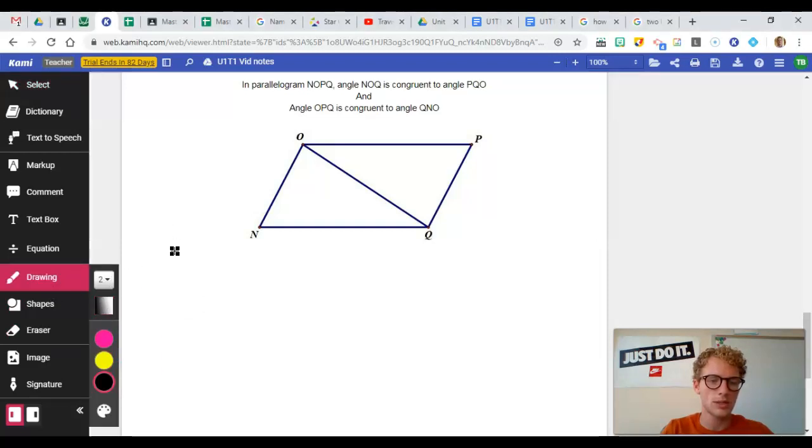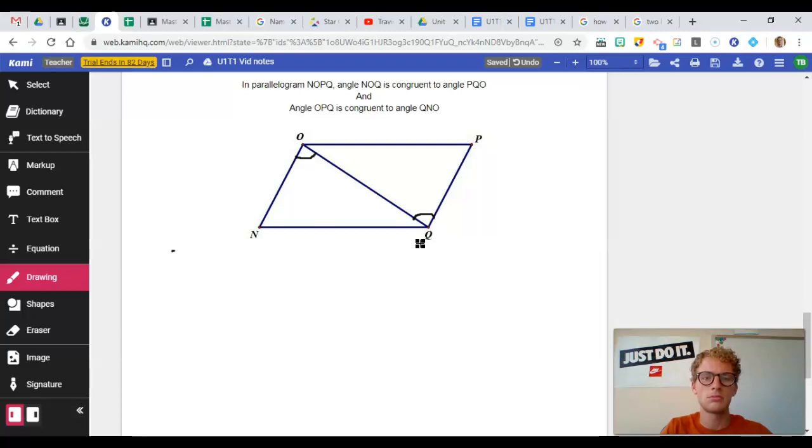Make sure my transparency is there. Okay, good. NOQ, this angle, drawing a little arc in there, is congruent to that angle. That is the first way that we're going to learn how to do this. So this angle is congruent to that angle.